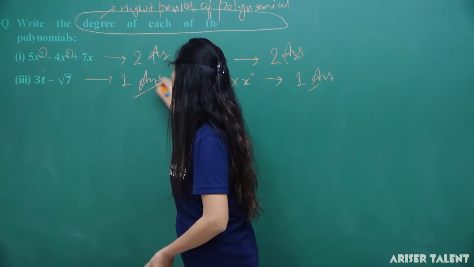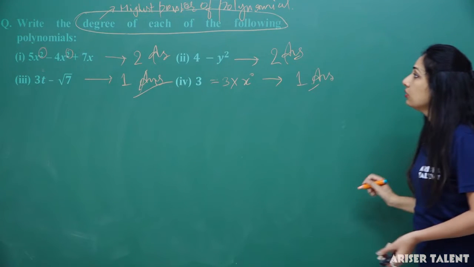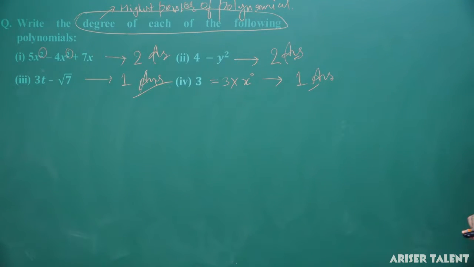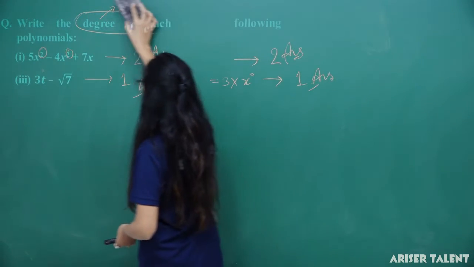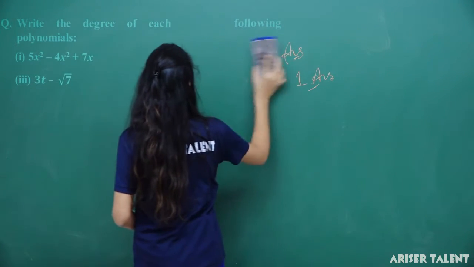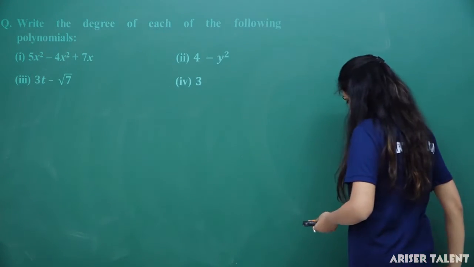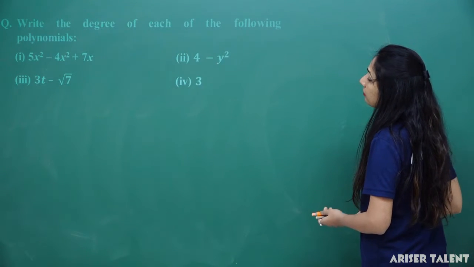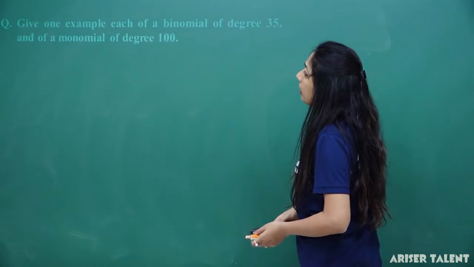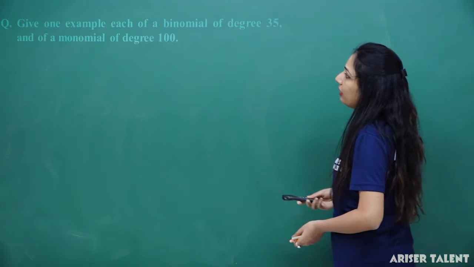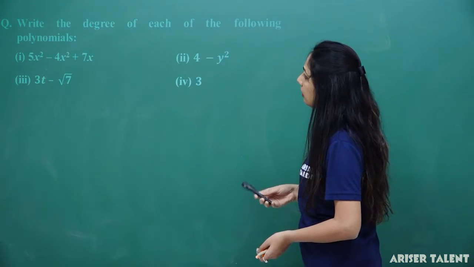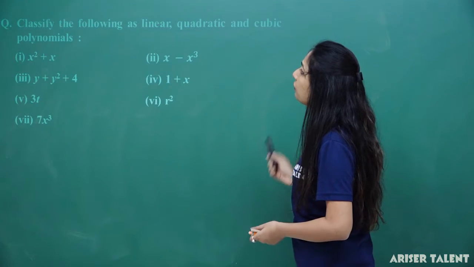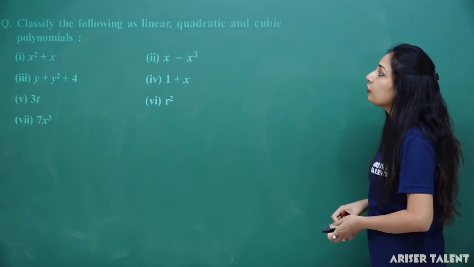How fast we can solve our exercise number 2.1. Okay, so this is the question. Now, next, give one example each of binomial. No, we have done that, right? Done with that. Okay. Classify the following as linear, quadratic and cubic polynomial.